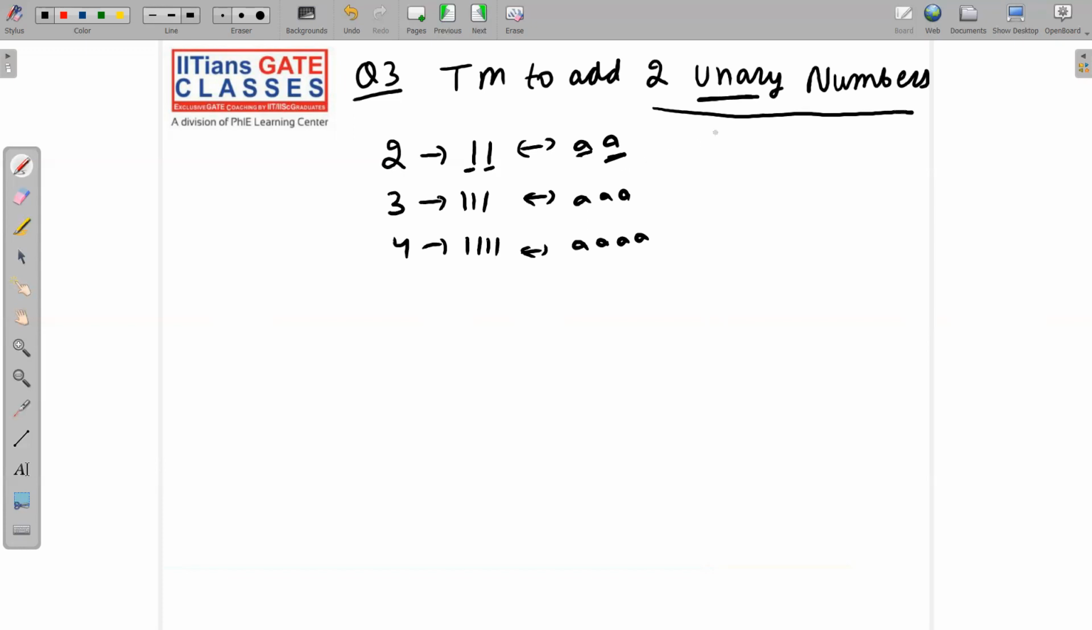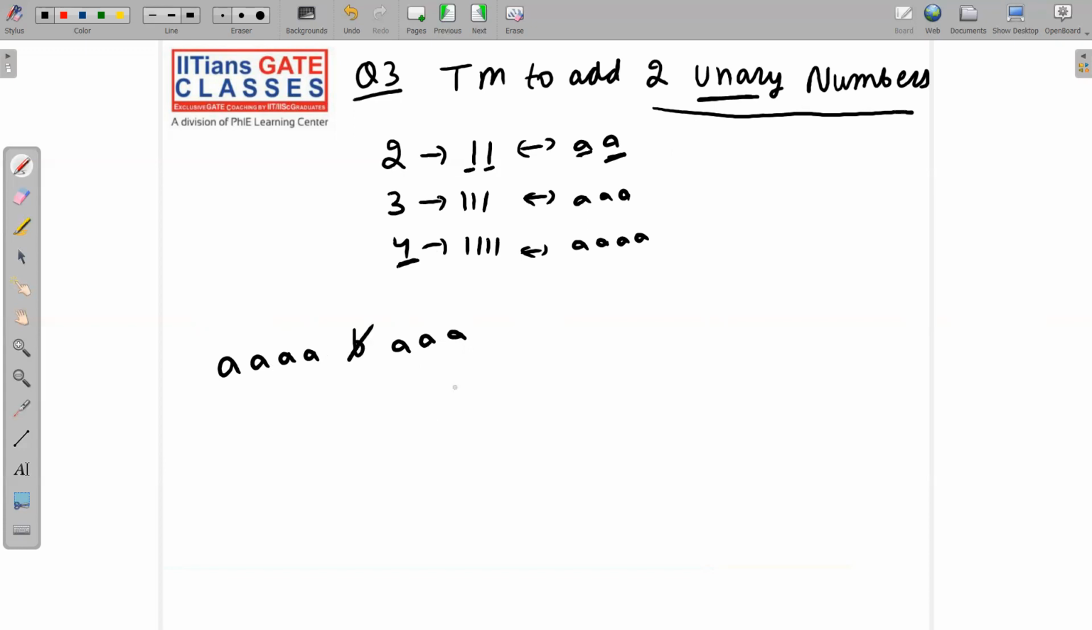So what exactly is unary? It is clear now. So now the question is a Turing machine to add two unary numbers. Let me take two unary numbers. Say I am taking 4 plus 3. 4 will be written as 4 A's. 3 will be written as 3 A's.